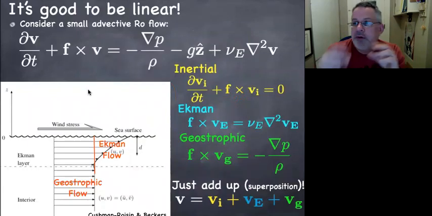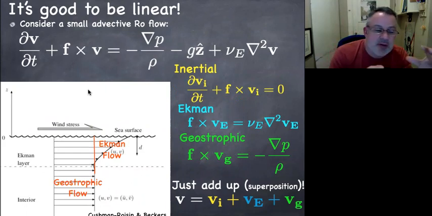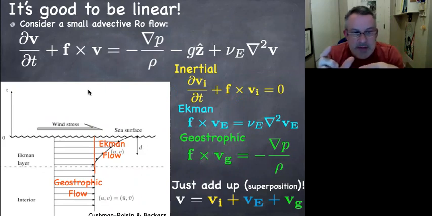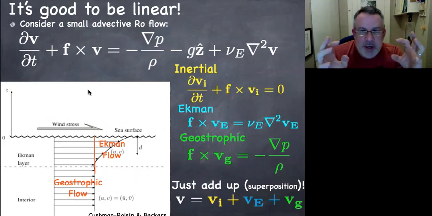Now, we've got these different limits on the equations of motion. We've got them in the inertial oscillation range. We've got them in the Ekman flavor. We've got them in the geostrophic flavor. How do we think about putting all those pieces together?